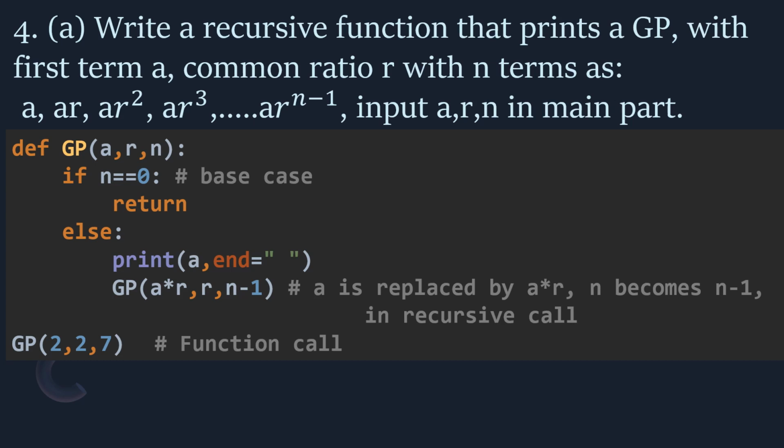Otherwise, it has to print a, and a comma ending with a space, that means the next numbers in the series will come in the same line. Control will not move to the second line. So it has to print a. And you can see the recursive call is like this. The recursive call has the values a into r, then r, and n minus 1. That means a is replaced by a into r, r is as it is, and n is replaced by n minus 1.